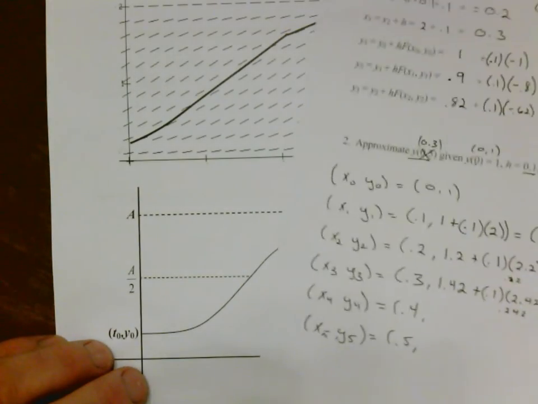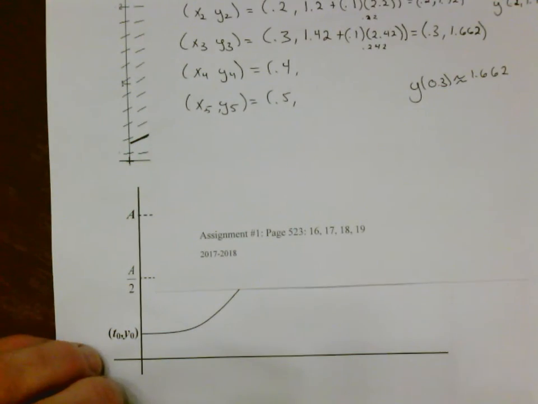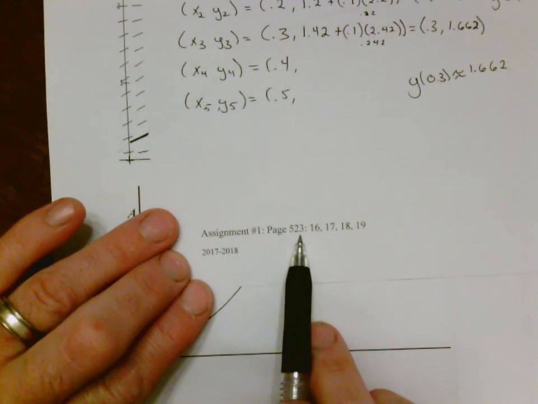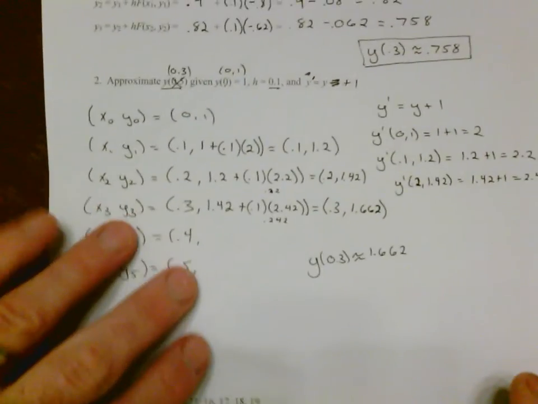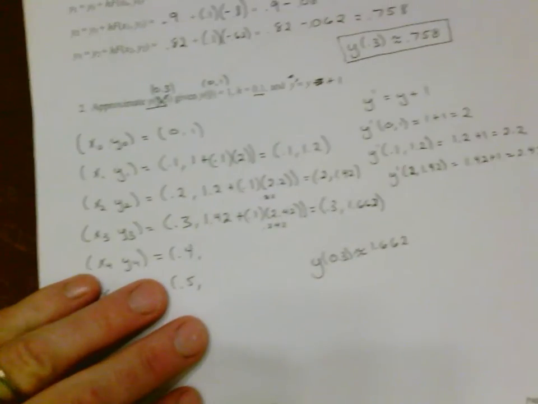Oh, that's it. Okay? So your homework for this section is out of your book, page 523, 16, 17, 18, and 19. Okay? And that was Euler's approximation. Okay, thank you.